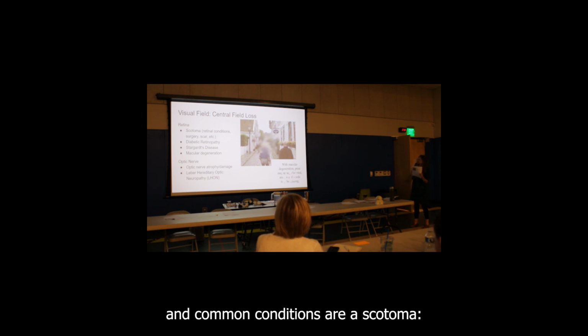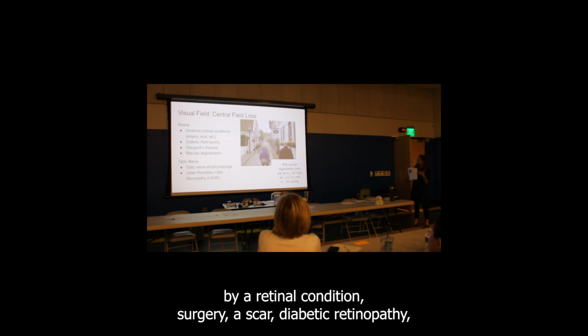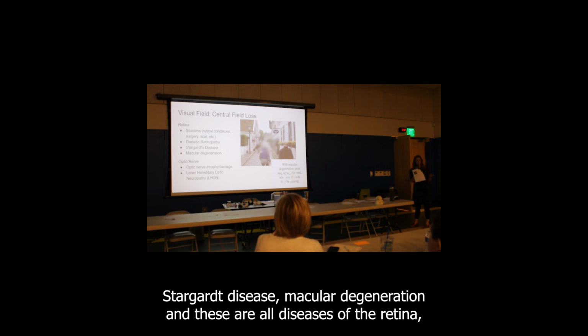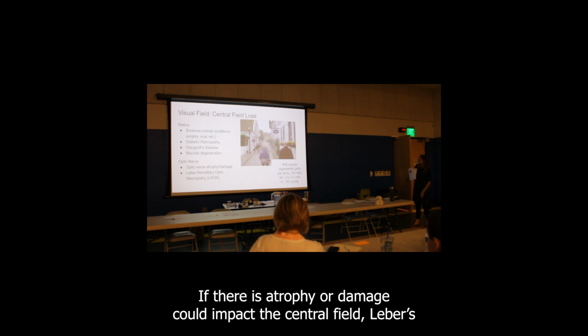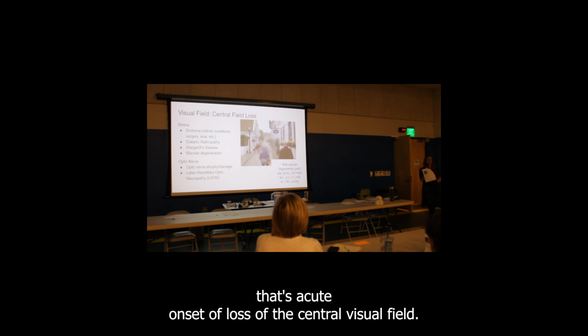And common conditions are a scotoma, so this is just a little spot in the central field that could be caused by a retinal condition, surgery, a scar, diabetic retinopathy, Stargardt's disease, macular degeneration. These are all diseases of the retina. The optic nerve, if there's atrophy or damage, could impact the central field. Leber's hereditary optic neuropathy is another condition that's acute onset of loss of the central visual field.